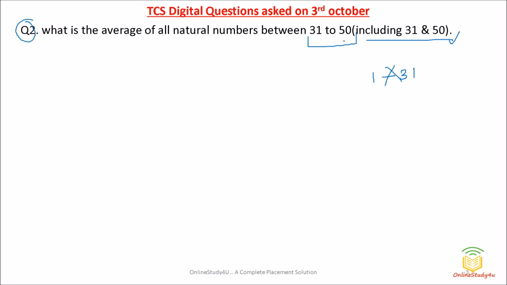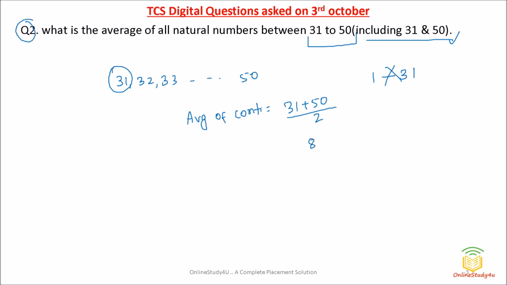You have to calculate the average of all natural numbers between 31 to 50. That means 31, 32, 33 till 50. So it is the average of continuous numbers. This is the trick I have taught you earlier also. The average of continuous numbers will be equal to first number plus last number divided by 2. So 81 by 2 will be equal to 40.5.